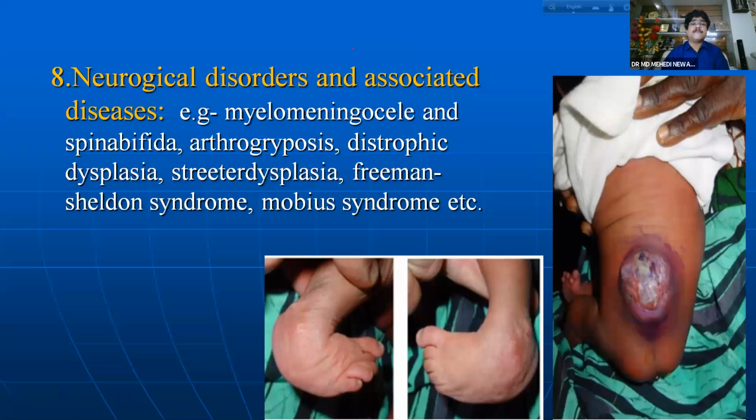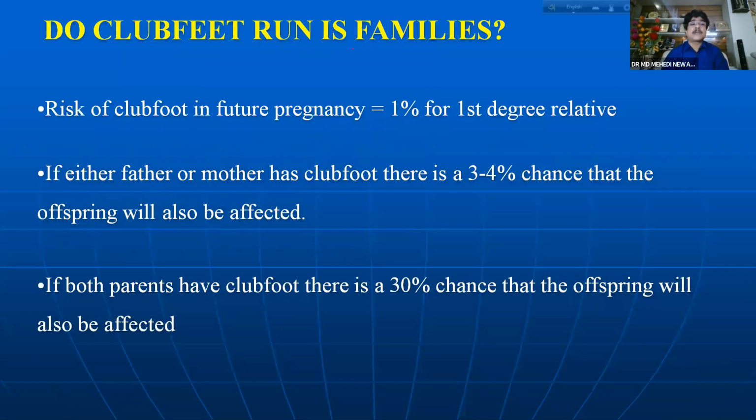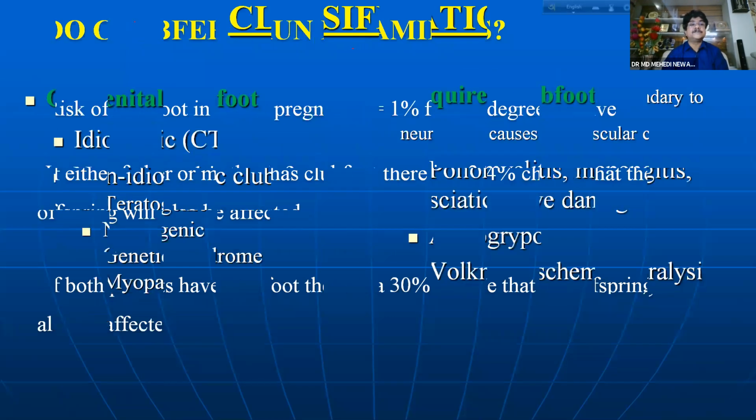There are some effects of the environment on clubfoot. Risk of clubfoot with heavy maternal smoking is 16.16%, and risk of clubfoot with maternal diabetes is 0.24%. Sometimes the question arises, does clubfoot run in families? Yes. Risk of clubfoot in future pregnancy is 1% in a first degree relative. If either father or mother has clubfoot, there is a 3 to 4% chance that the offspring will also be affected. If both parents have clubfoot, there is a 30% chance that the offspring will also be affected.